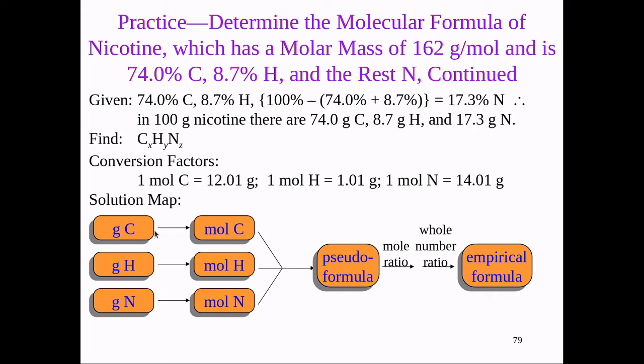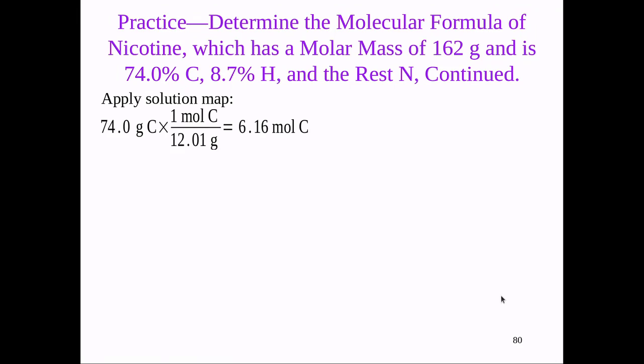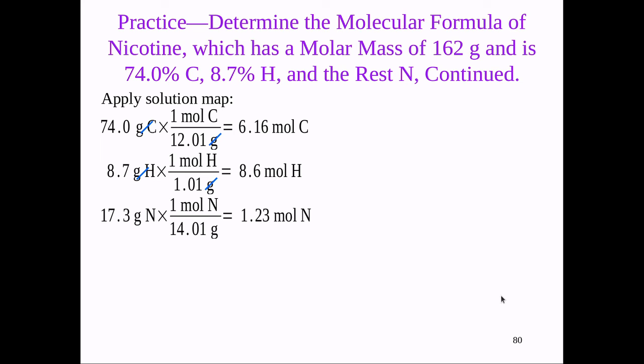Our solution map from here is that we've already got all our masses. We need to find the moles of each one of the components, write our pseudo formula, and then adjust those subscripts until we find the empirical formula. So if we divide each one of the masses by the molar mass that we have, we can get the moles of each one of our components. We'll use those moles as a subscript for a pseudo formula. Again, now we'll divide by the smallest one.